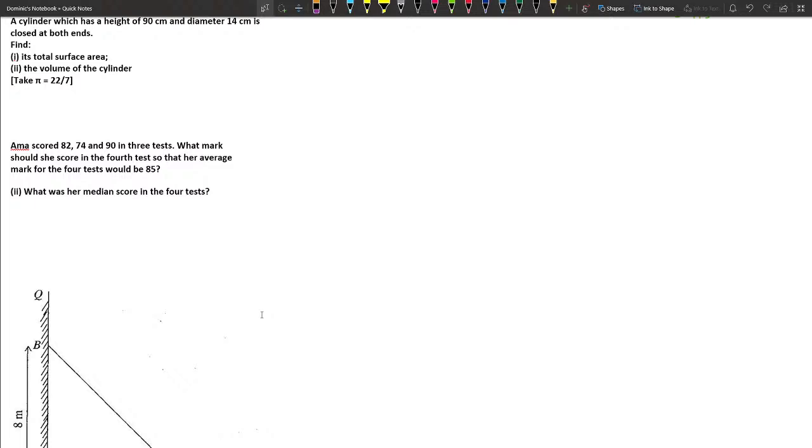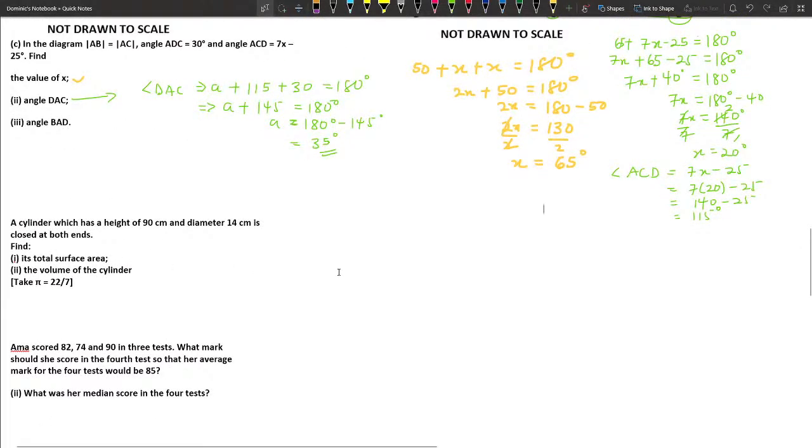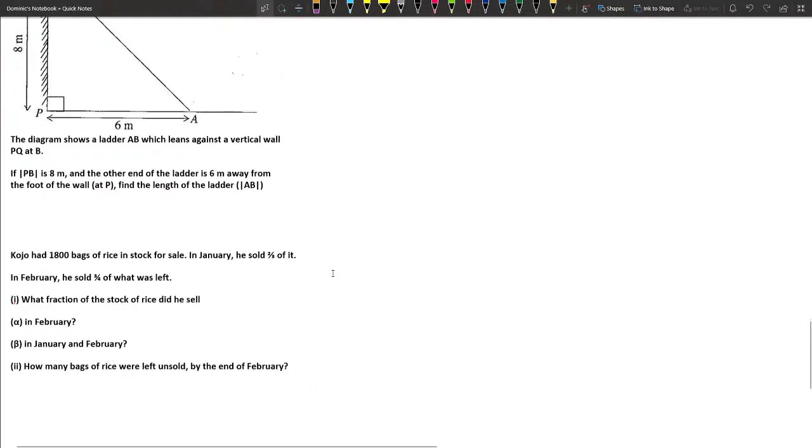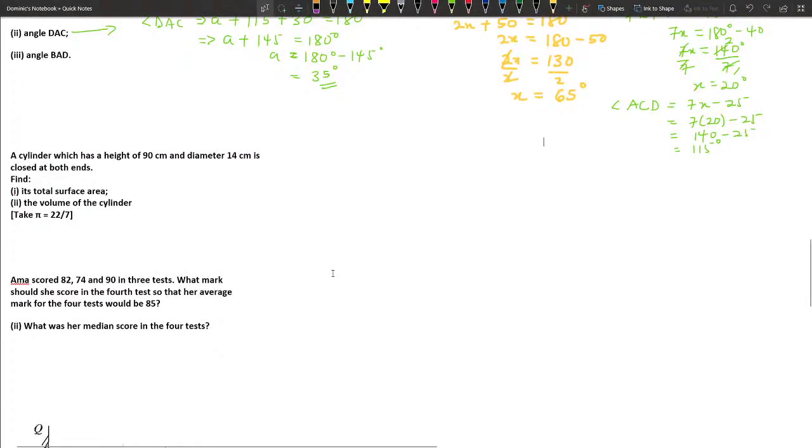Okay, so we'll move to the next question. The next question is a cylinder question. With the cylinder question, what they want us to do is to find the surface area of the cylinder, and also the volume of the cylinder. So we are going to do both of them.